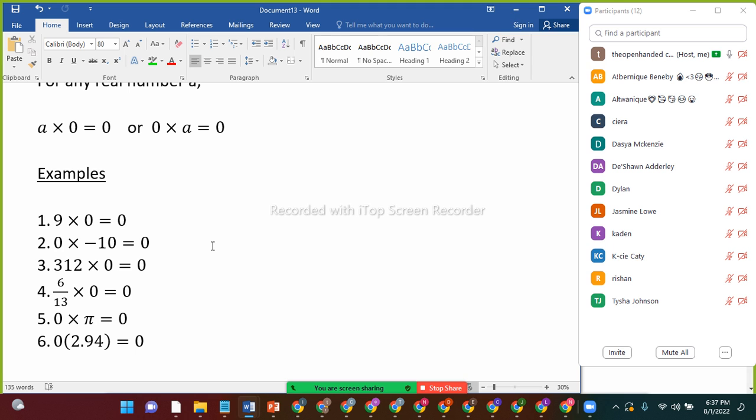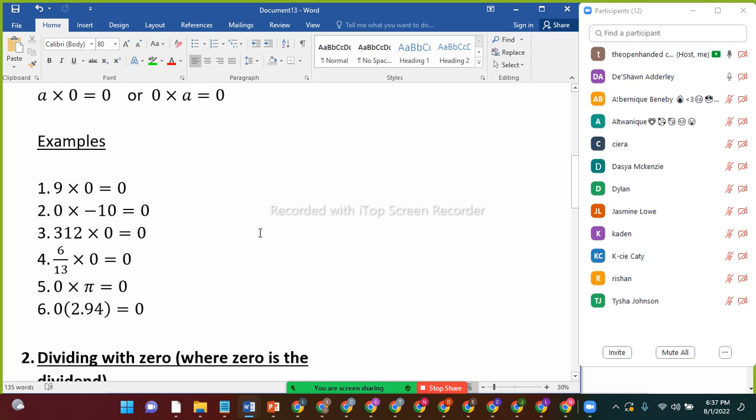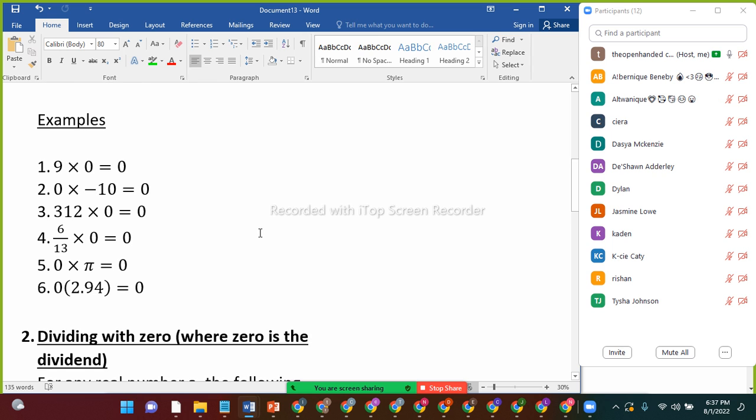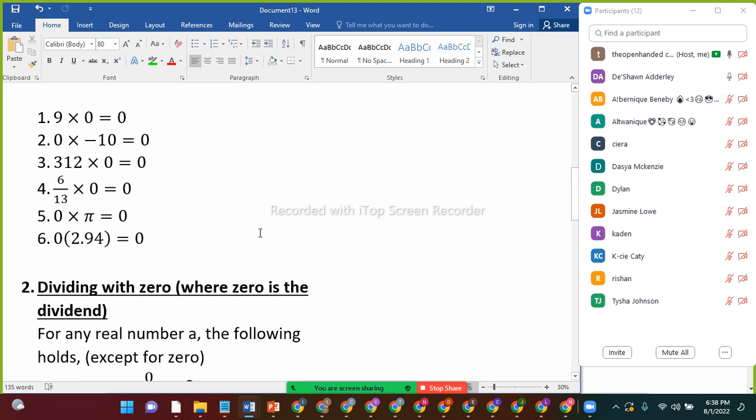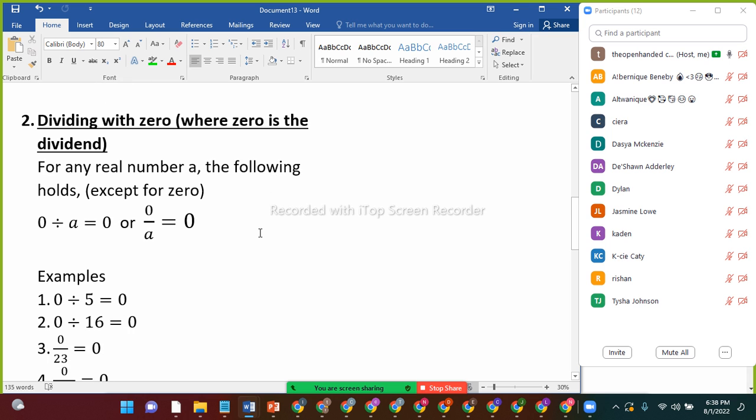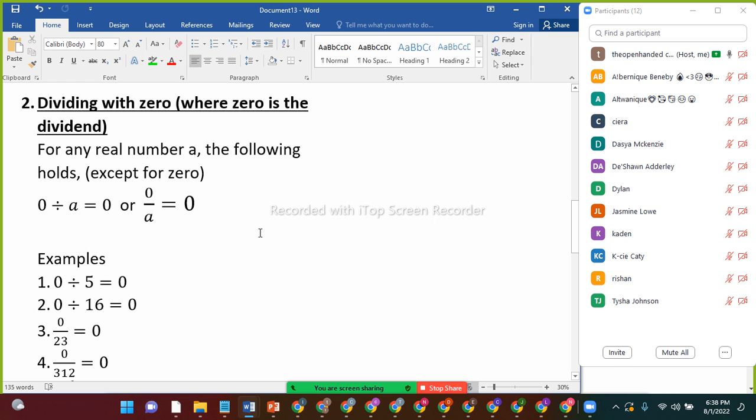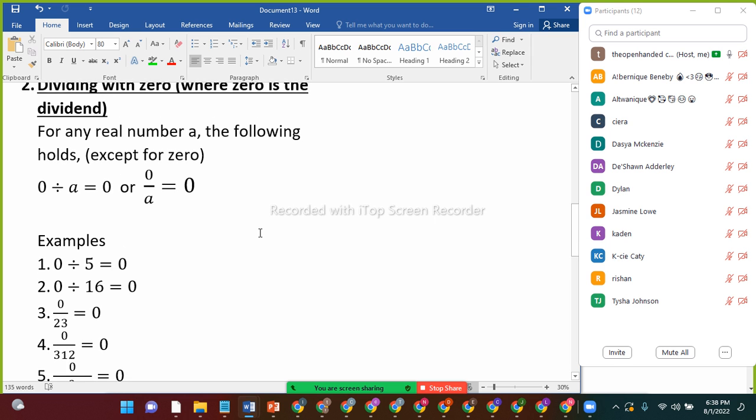I guess Deshaun, you can answer for him then. What was the next property that we looked at? Multiplication by 0 was the first one. The second one after that, dividing with 0, where 0 is the dividend. And what was the result of that? 0 divided by A equals 0. Very good. So 0 multiplied by any number is 0, and 0 divided by any number is going to be 0.